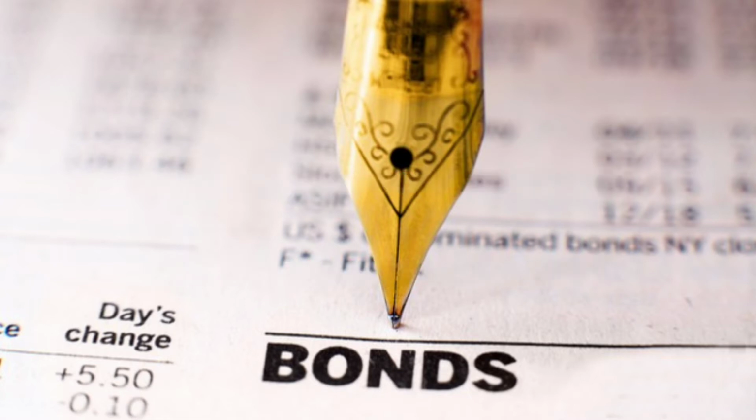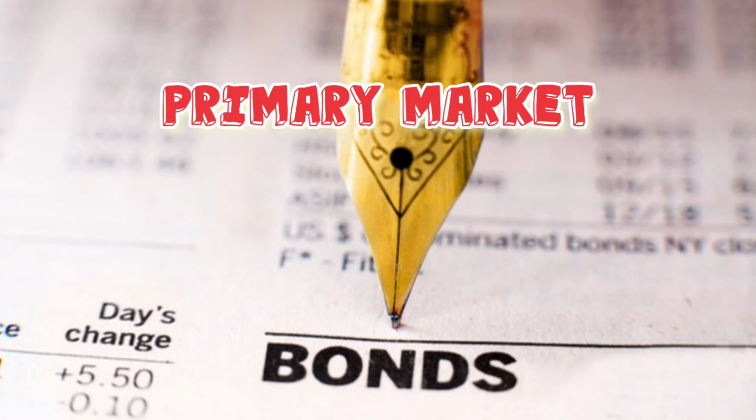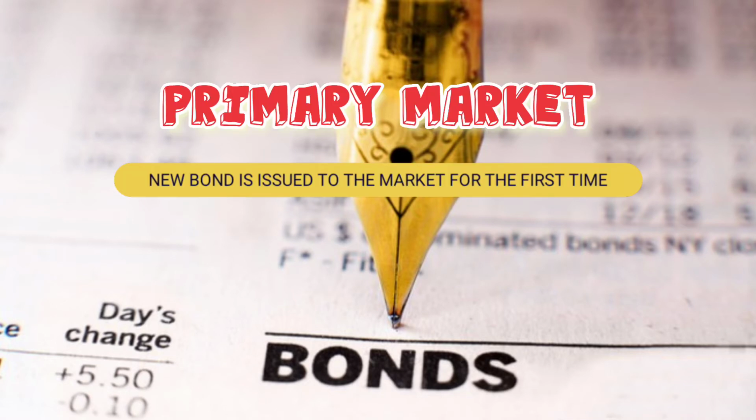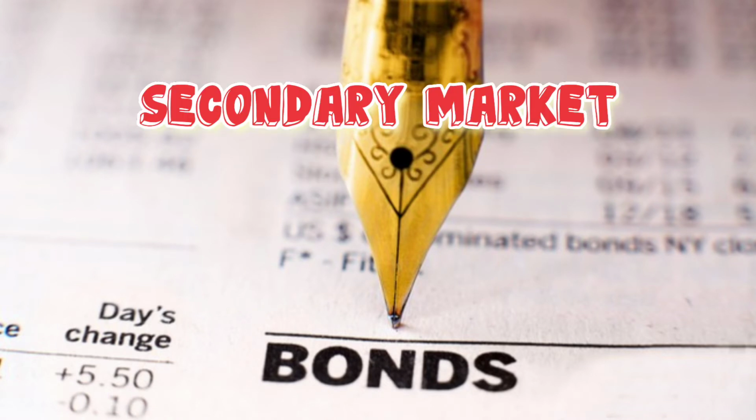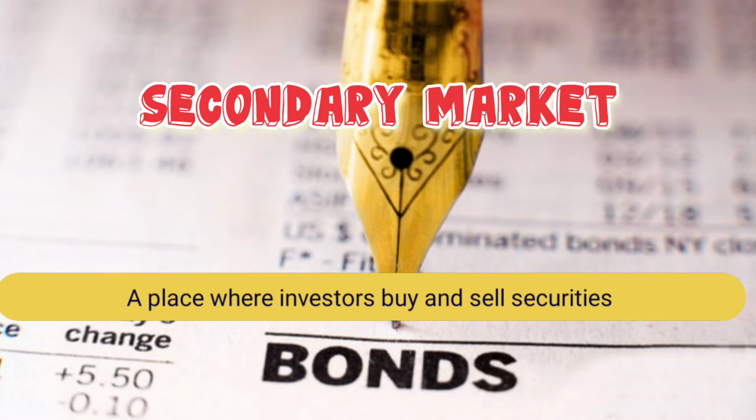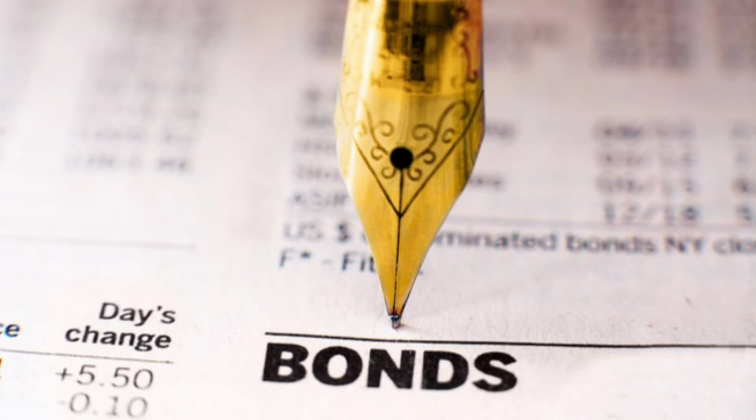Bond market is also divided into two. The first one is the primary market. It is a financial market where participants can issue new debt. And the second one is the secondary market. It is a place to buy and sell the debt securities.